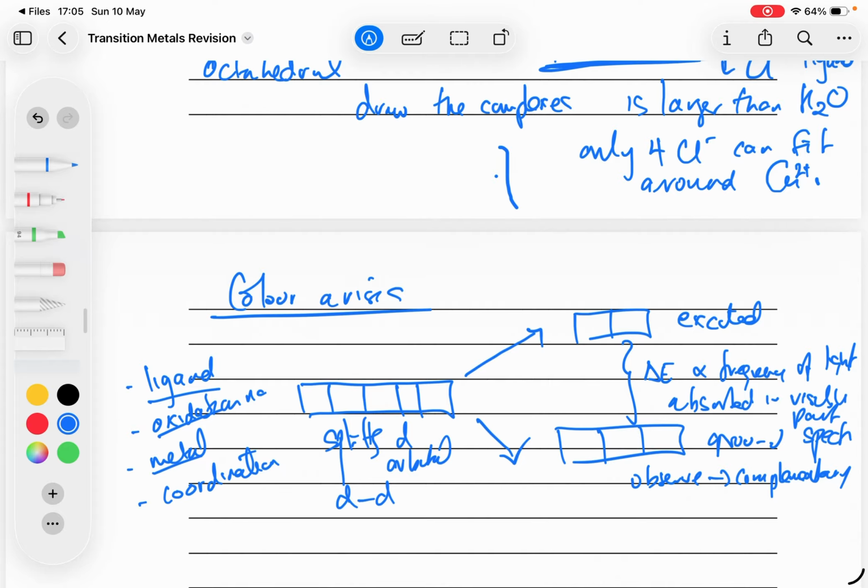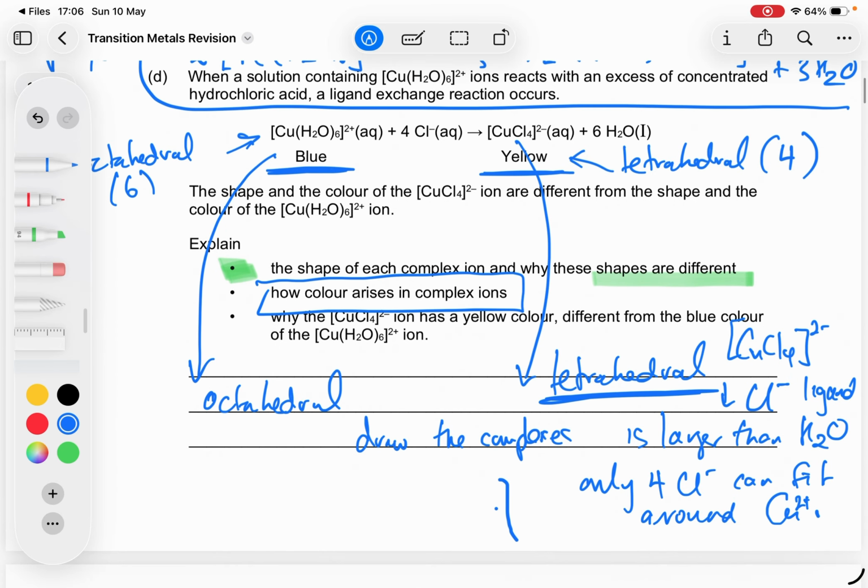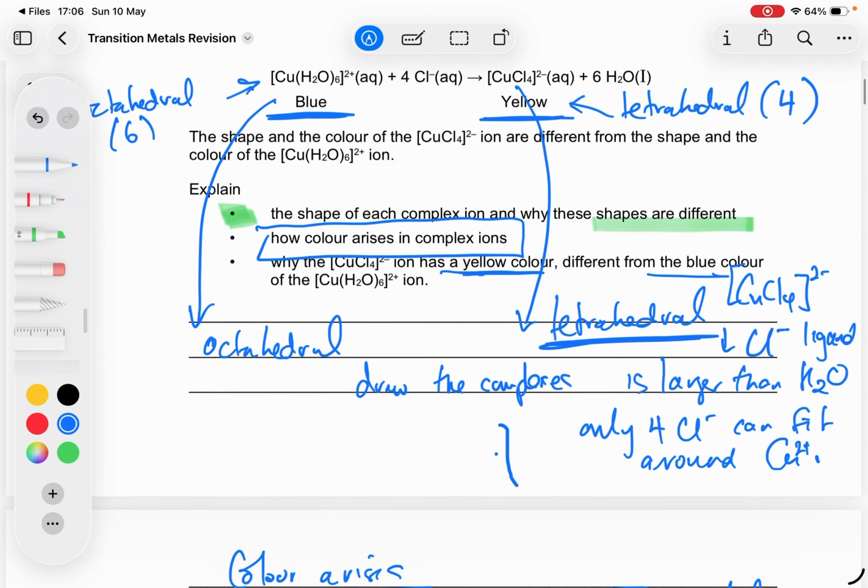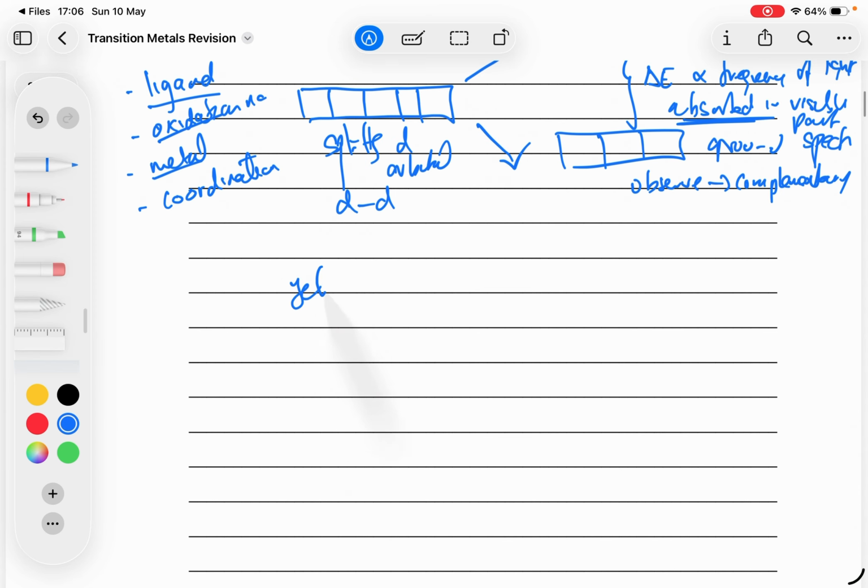That change in energy, or delta E, is proportional to the frequency of light absorbed in the visible part of the spectrum. And the color we see is the complementary color of what's absorbed, or you could say the color that is transmitted. Then the question says, why is one of those yellow and the other one is blue? Blue is the high frequency end, yellow is the low frequency end.